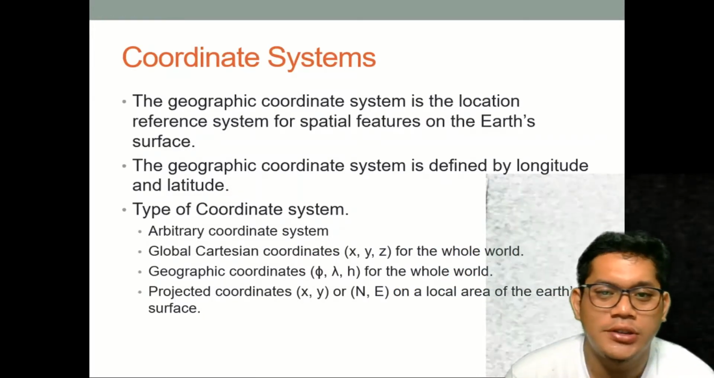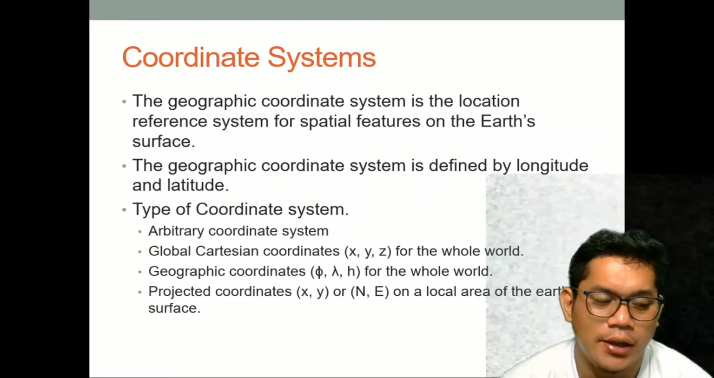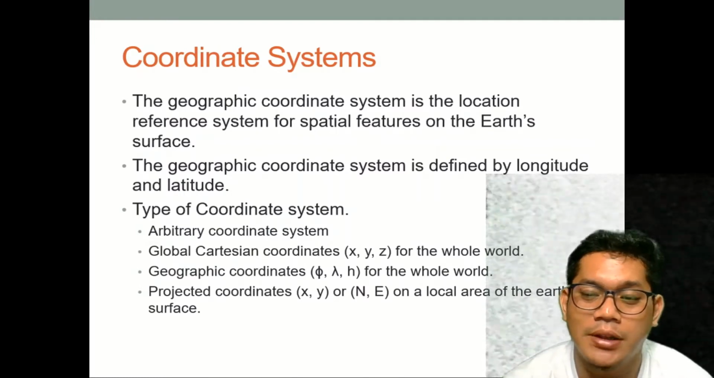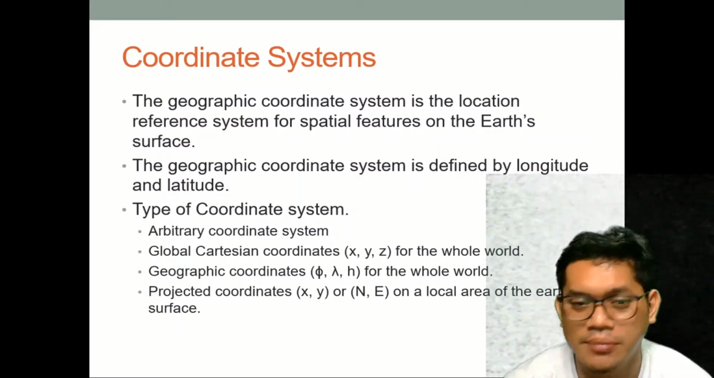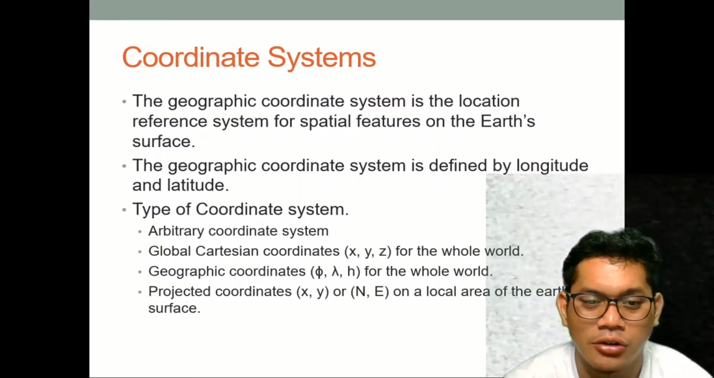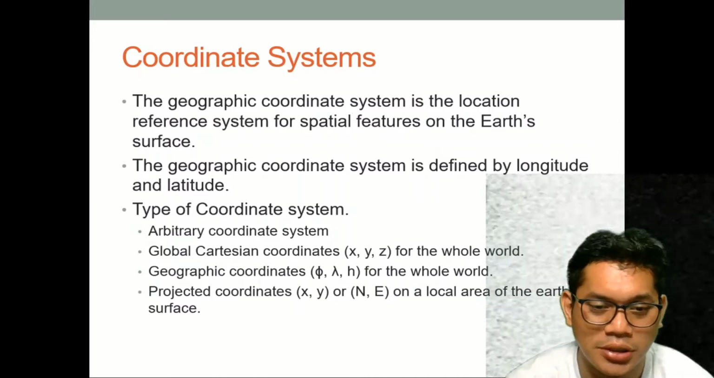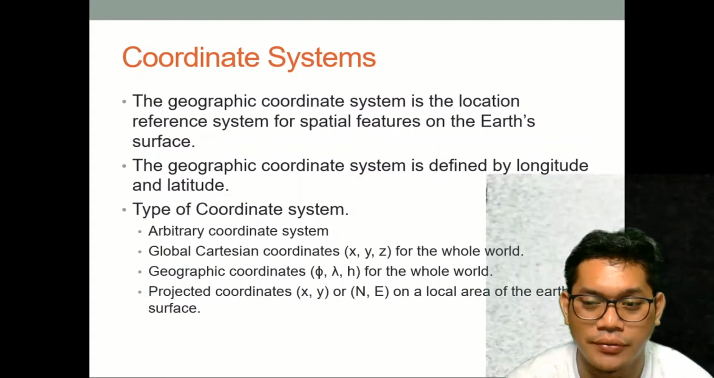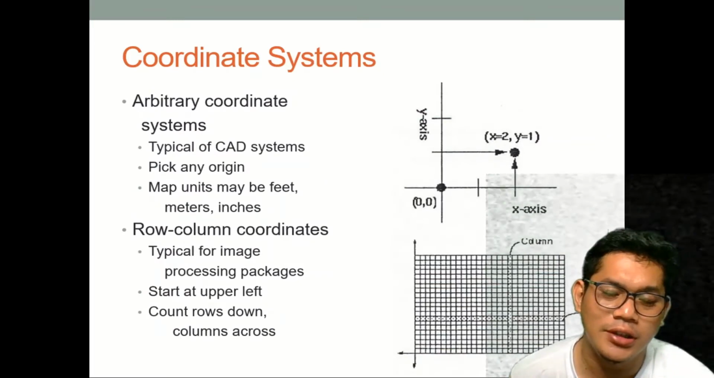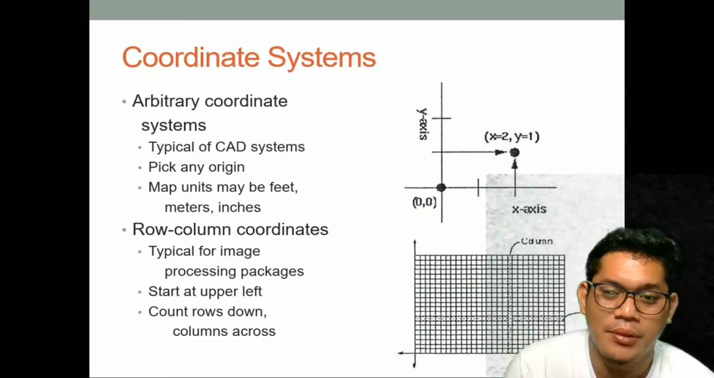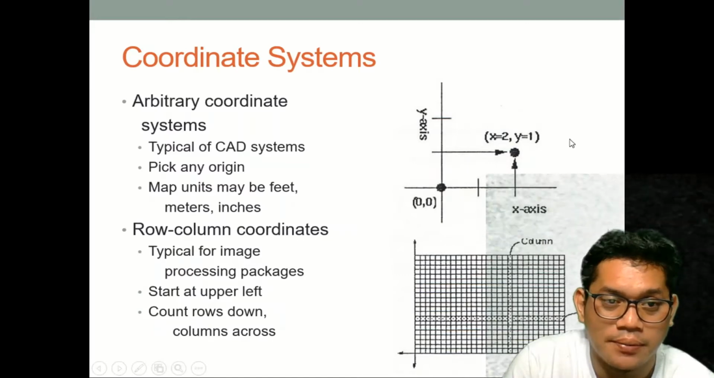The geographic coordinate system is the location reference system for spatial features on the Earth's surface, and it is defined by longitude and latitude. There are a lot of different types of coordinate systems: arbitrary coordinate systems, global Cartesian coordinates for the whole world, geographic coordinates for the whole world, and also projected coordinates for a local area of the Earth's surface. The arbitrary one is usually used by AutoCAD, where it has its own origin, and also raster data.